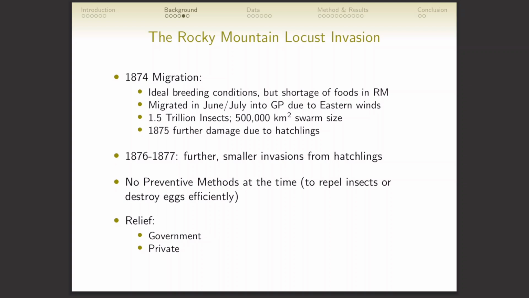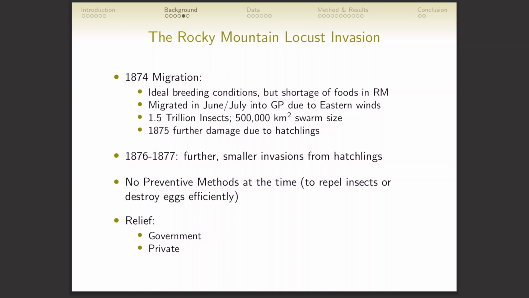There were ideal breeding conditions during that time, but there was a shortage of food in that area around the Rocky Mountains here. And so when they started hatching there and grew up to adults, they started migrating, pushed by these easterly winds across the Great Plains in June and July. And that's where that big, huge swarm started forming and then moved across the plain here.